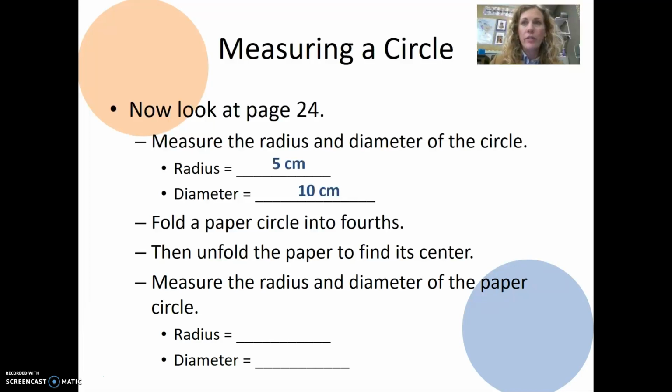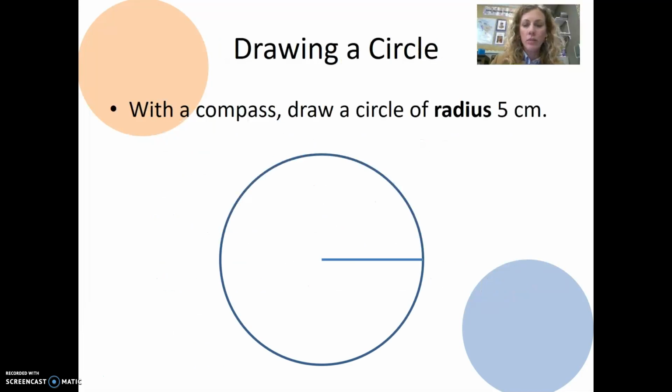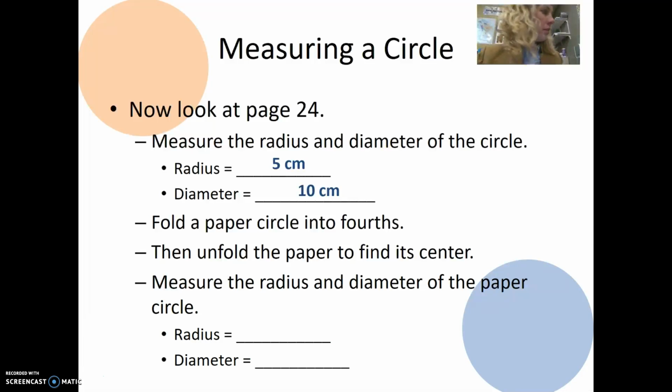So let's make sure we have everything filled in here on your paper. So radius was 9.5, and diameter was 19 centimeters. Okay?